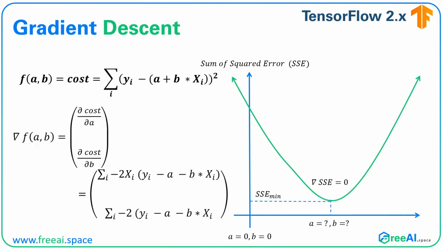If we solve that, the equations we get are: with respect to a, the summation of minus 2 into (yi minus a minus b into xi), and with respect to b, the summation of minus 2 into xi into (yi minus a minus b into xi). So we know the values of a and b, and for any particular value of a and any particular value of b, we are able to find the change in the cost function with respect to both a as well as b.